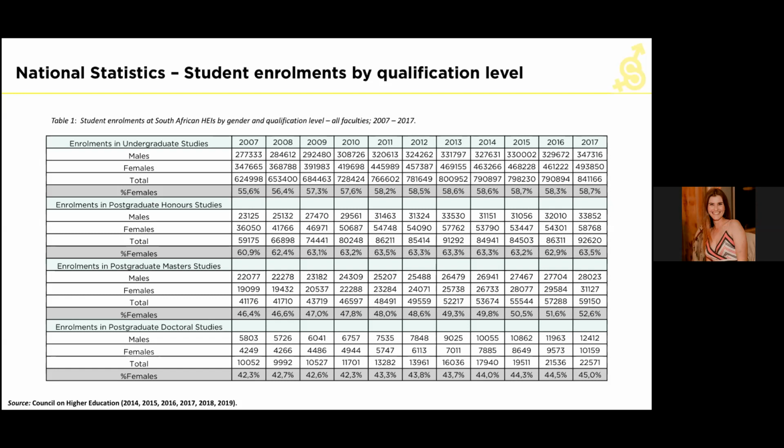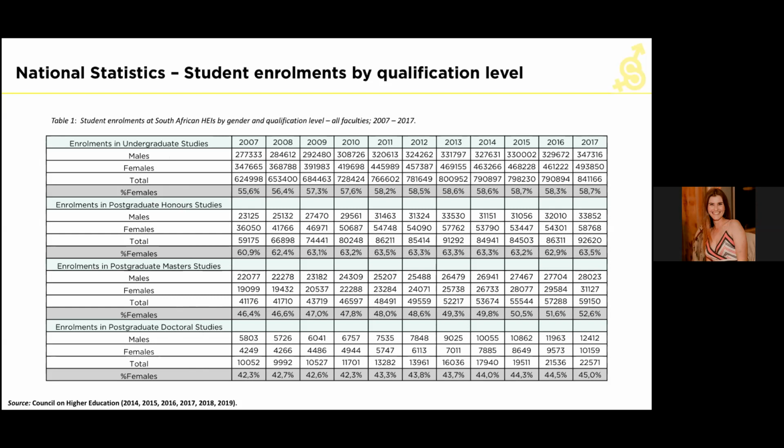There are slight fall-offs, though, of female participation from undergraduate to postgraduate levels. Females make up the majority of student enrollments at the undergraduate and honors levels, but their share of enrollment numbers drops at the master's and doctoral levels. So we can see here undergraduate, honors, master's, doctoral, and the percentage of females.